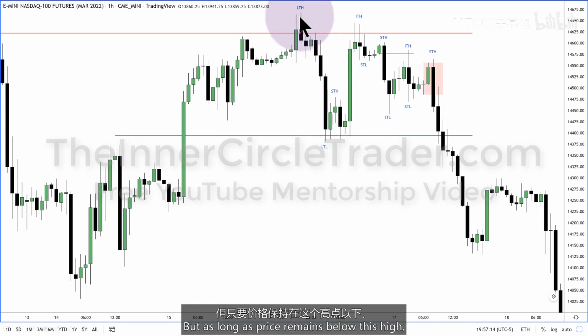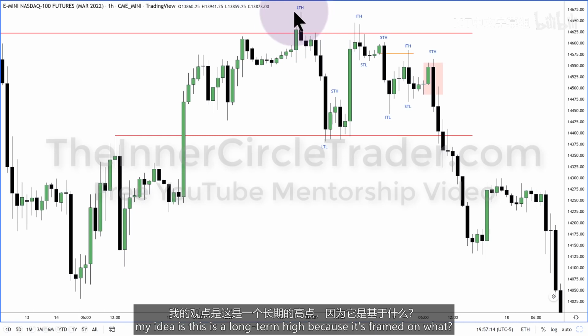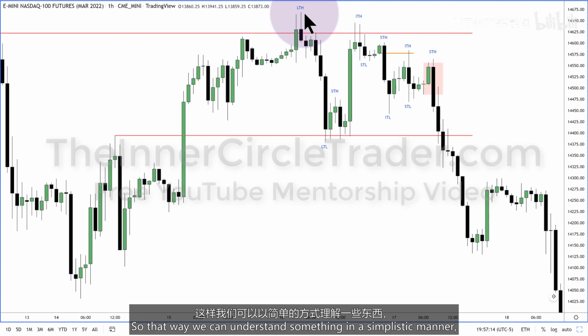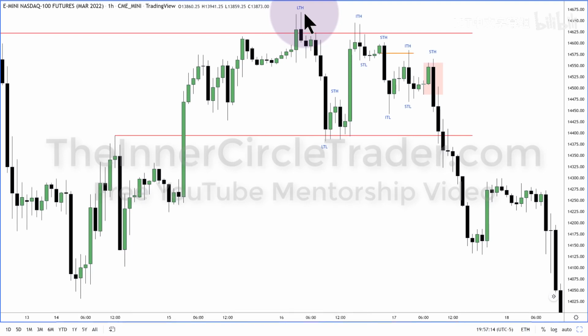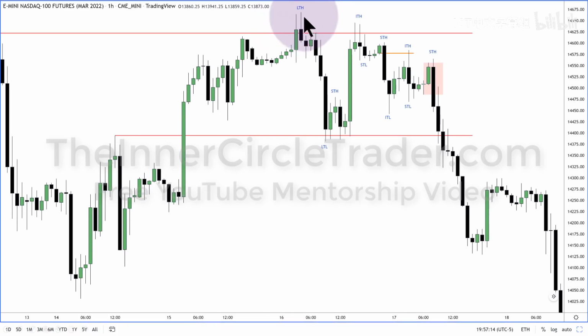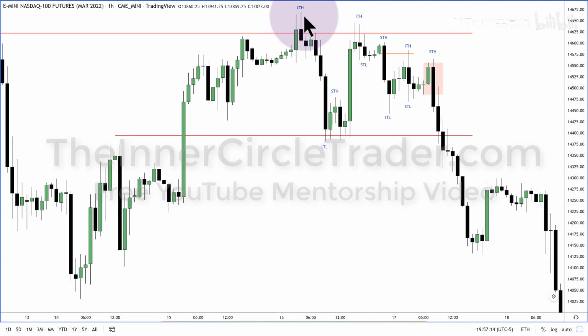But as long as price remains below this high, my idea is this is a long-term high because it's framed on what? A higher time frame resistance level, if we want to talk in terms of retail ideas, so that way we can understand something in a simplistic manner, but we'll build on the ideas that will help move you away from simple support resistance ideas. So this long-term high should remain intact. In other words, price should not go higher than that.